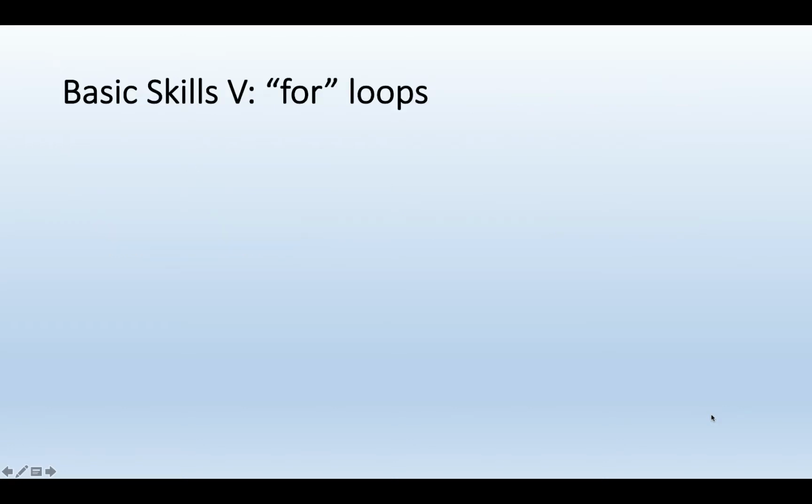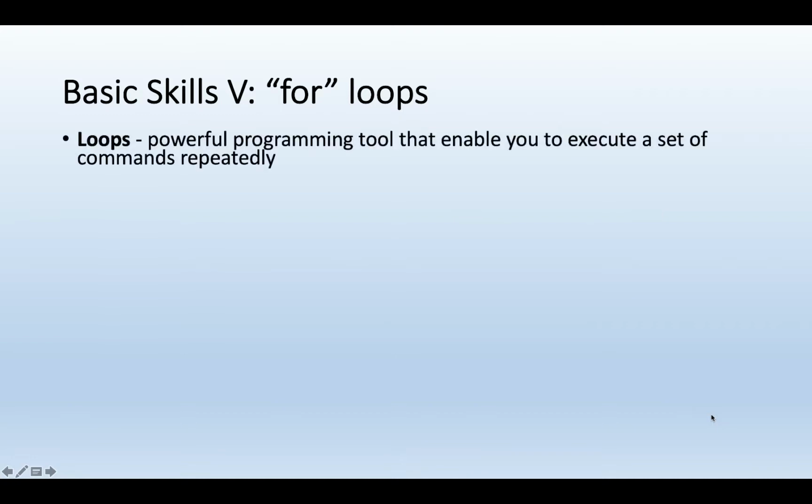There are a variety of different types of loops. The main type of loop that I'm going to talk about today are for loops. What are loops? First, loops are a powerful programming tool that enables you to execute a series of commands repeatedly. They are one of the most useful tools out there. We can use them to leverage the power of a computer to do tasks that are repetitive that would otherwise take us an enormous amount of time.